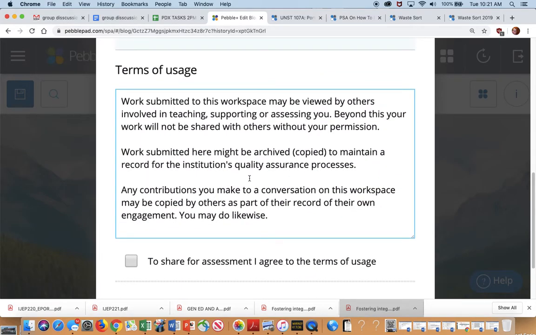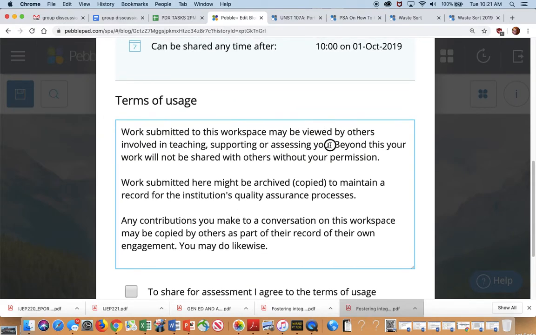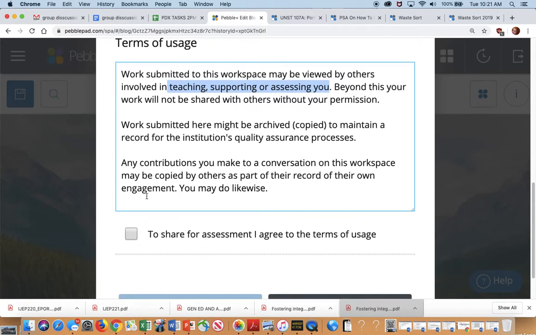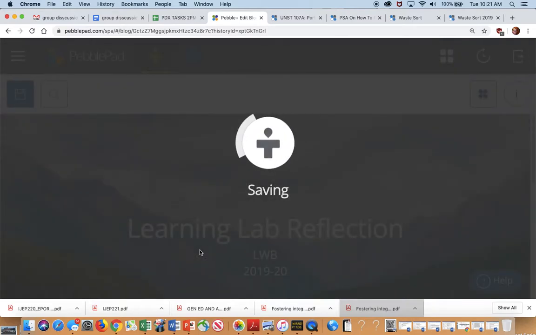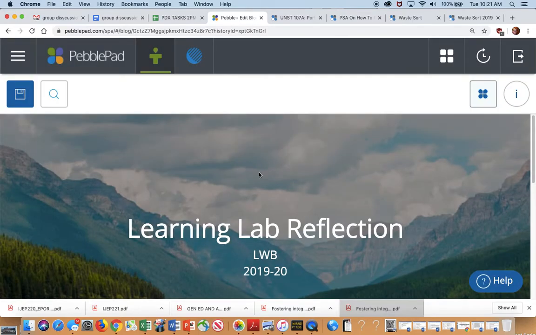This terms of usage, as you know, just talks about people being able to access your work for grading, really. And it can be archived for you to look at whenever you want to. So supporting and teaching, this is what it's all about here when we say for assessment. You're giving it to someone, just substitute the word grading here, to look at your work, evaluate it, and give you a grade. So you say, yes, I am sharing for a grade, and you share for a grade, right? Now, you never have to share it again.